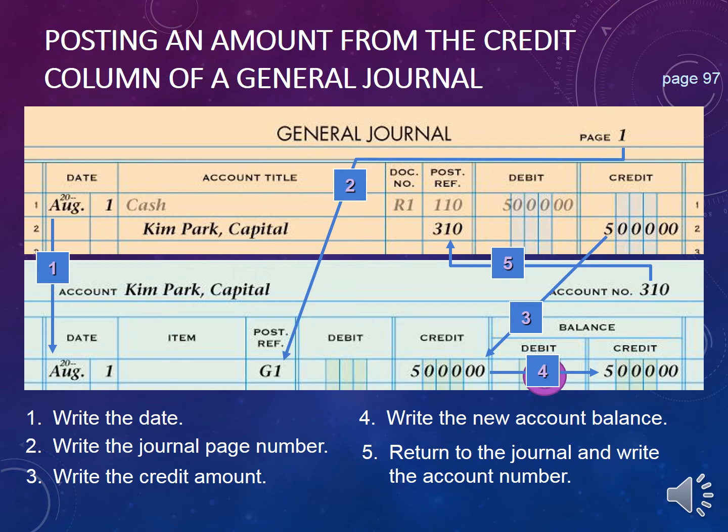Remember, this is the last step for posting each transaction. We do not record all of our account numbers at the beginning or at the end after we've posted. We must do this every time we record a transaction from the general journal into the general ledger accounts.